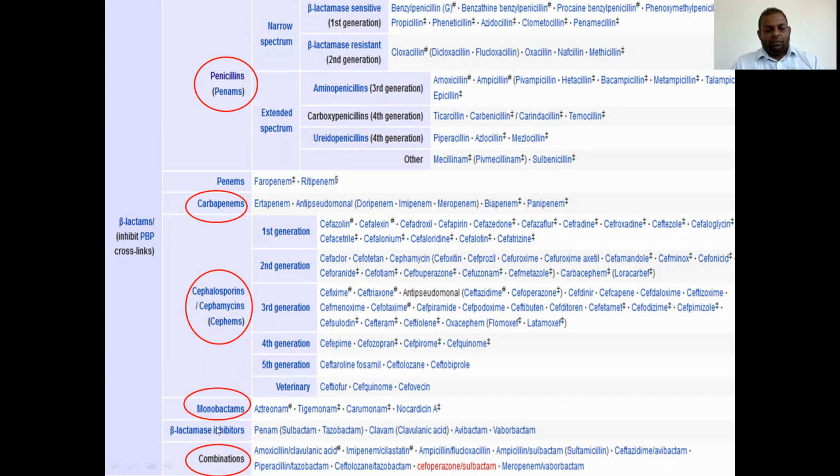Combinations, you know, with beta-lactamase inhibitors like sulbactam, tazobactam, clavulanic acid, avibactam, vaborbactam. Once we combine these with third generation cephalosporins, even fourth, or with the carbapenems, we can get combinations.